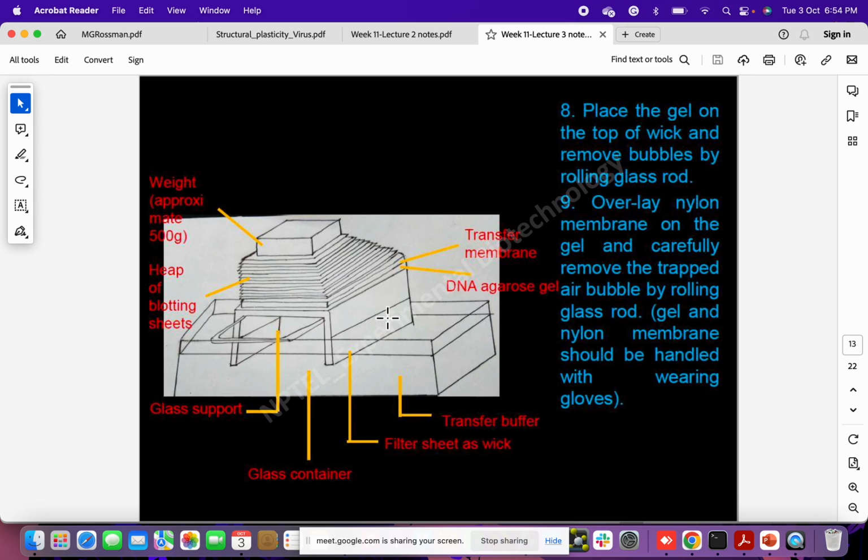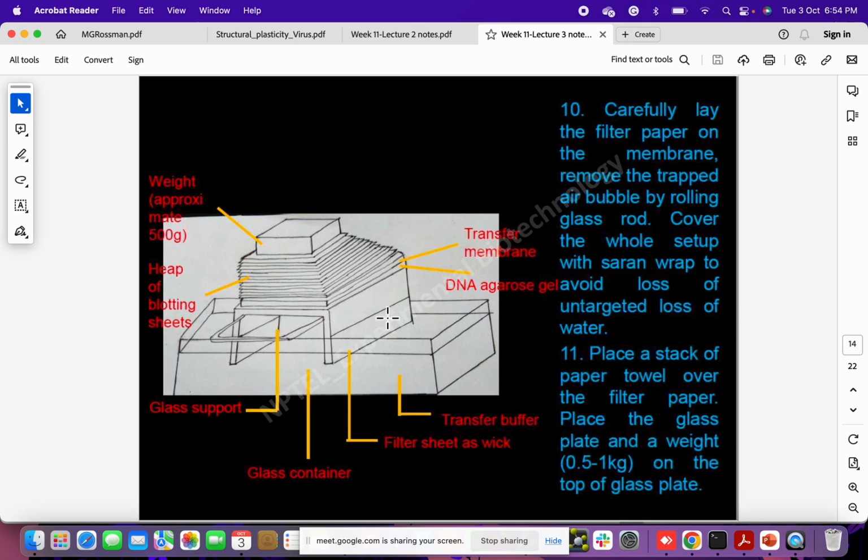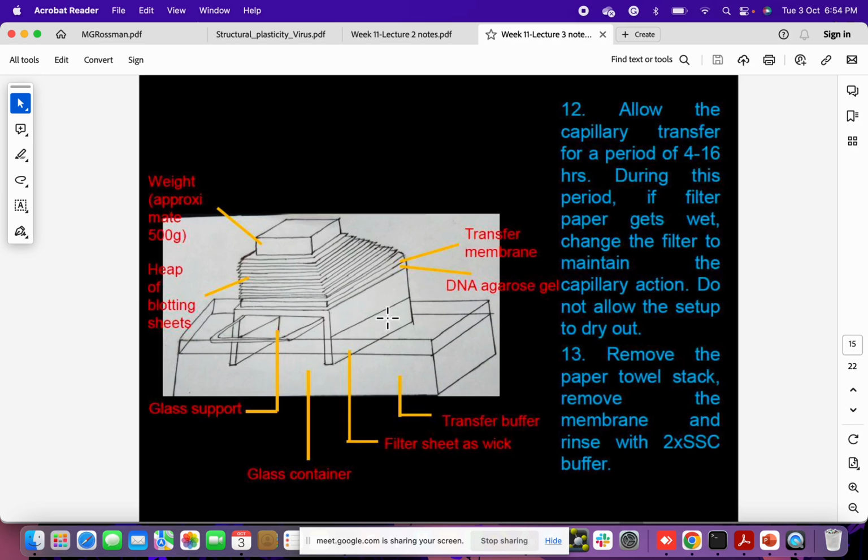Overlay the nylon membrane on the gel and carefully remove the trapped air bubbles. Then carefully lay the filter paper on the membrane. Remove trapped air bubbles by rolling a glass rod. Place a stack of paper towels over the filter paper. Place the glass plate and weight on top of the glass plate. Allow the capillary transfer for a period of 4 to 16 hours. During this period, if the filter paper gets wet, change the filter to maintain the capillary action.